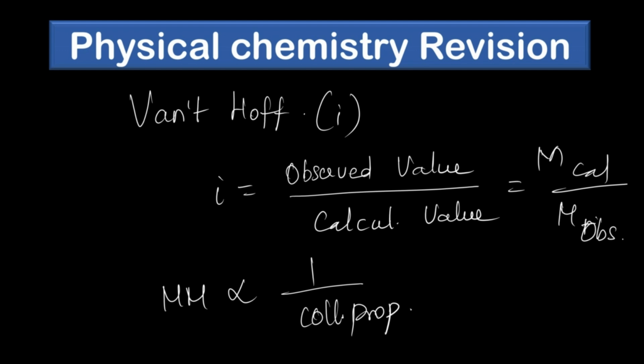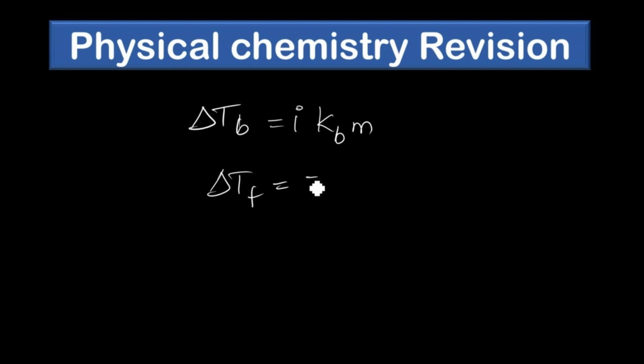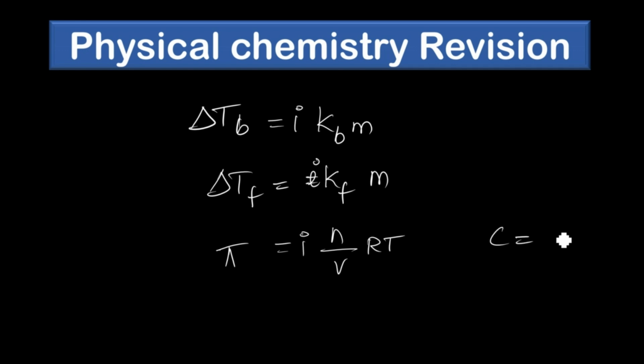Okay. So now how it affects. For the solutions which are undergoing dissociation or association, there comes our Van't Hoff factor. Delta TB is equal to i, that is Van't Hoff factor, KB into m. Similarly, delta TF equal to i KF into m. For osmotic pressure also, i n V by RT. Okay. So C only I have replaced with n V by RT. Molar concentration I told you, right?